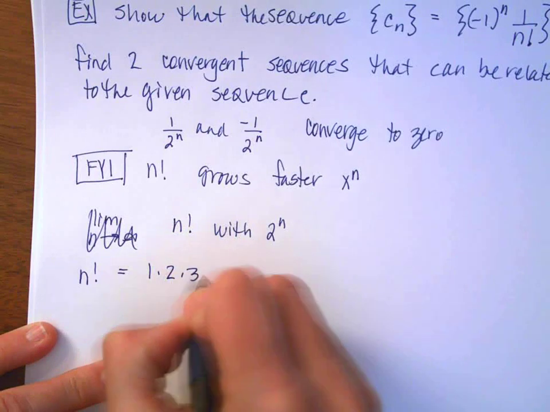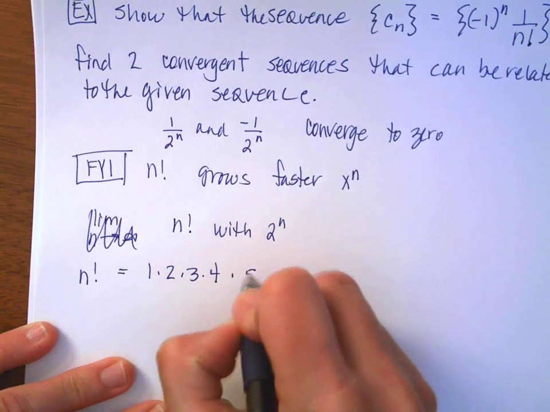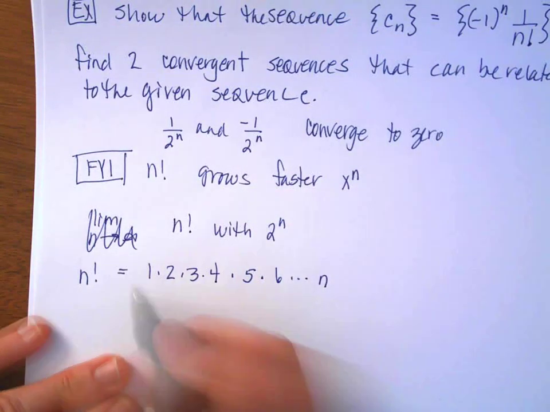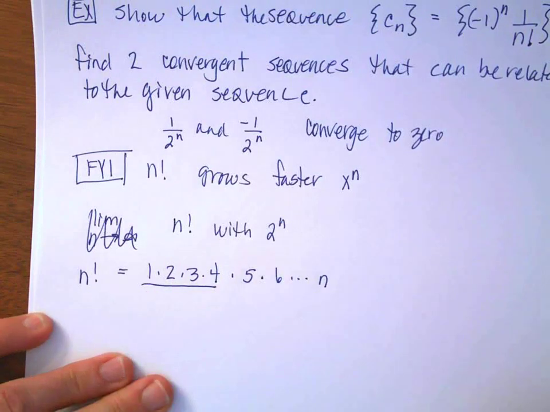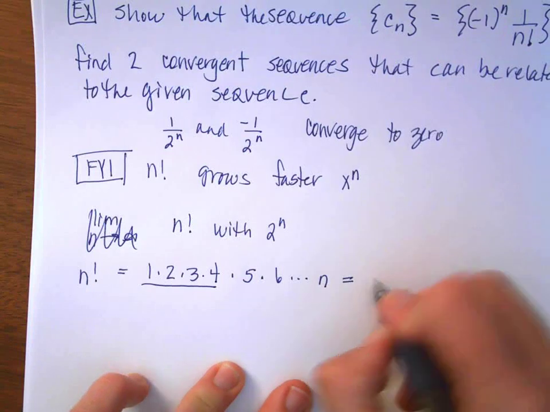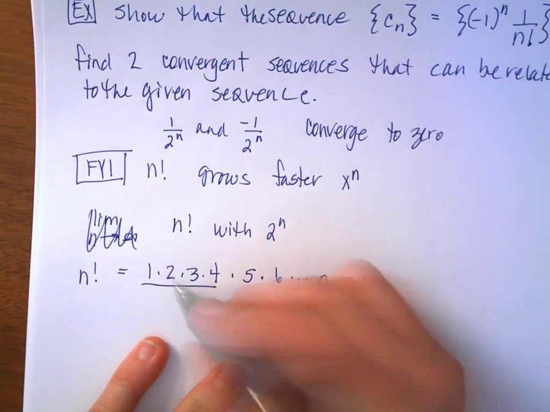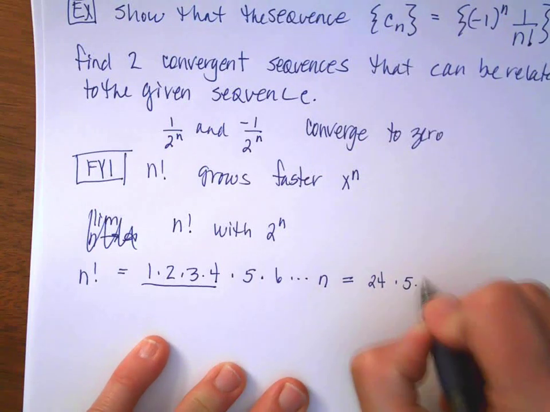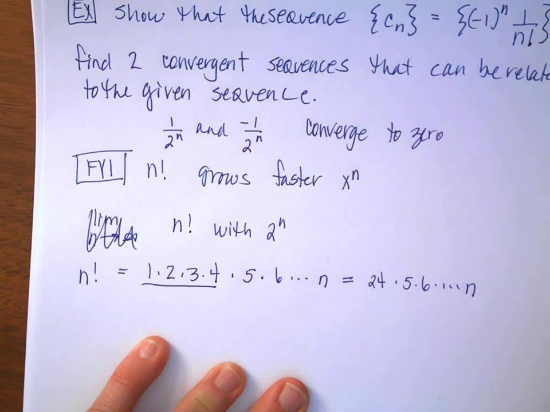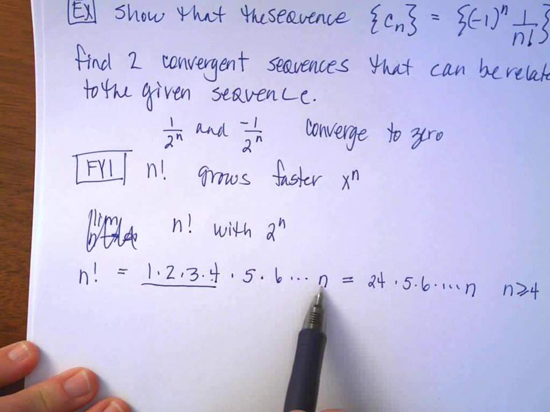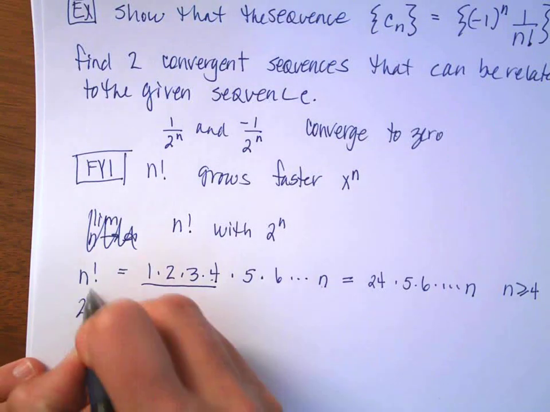So if I look at n factorial, this is 1 times 2 times 3 times 4, and then times 5 and 6, and then it goes on forever. Alrighty? So if I look at these first 4 terms, and I picked 4 at random, it wouldn't matter which number of terms I chose, the product of those is 24. And then I would have the rest of my sequence, which would be 5 and 6 all the way out to n. And that would be for n is greater than or equal to 4.